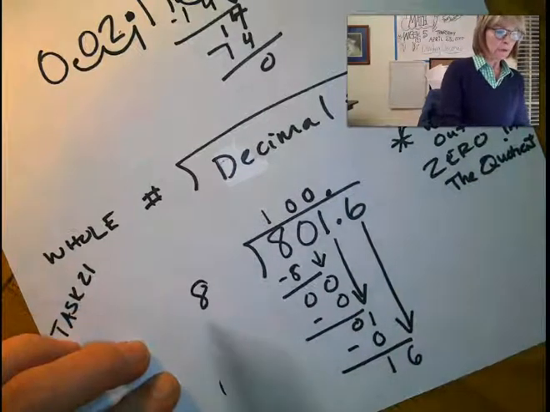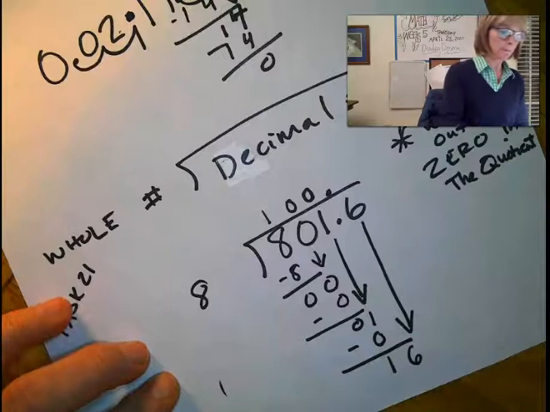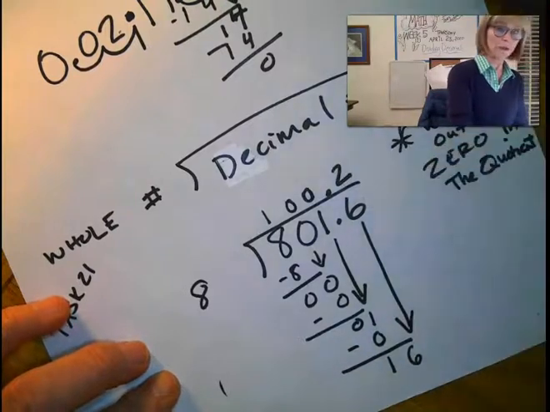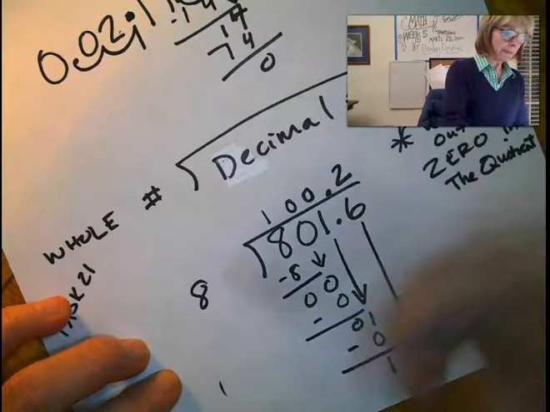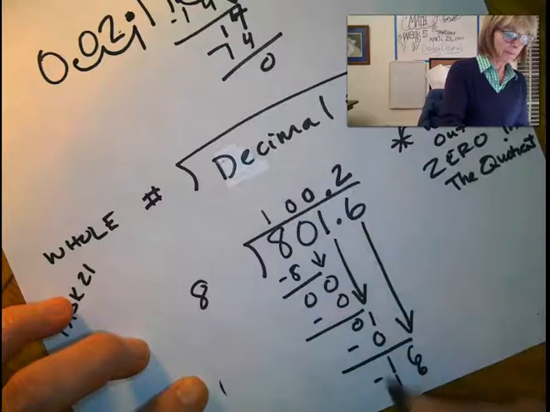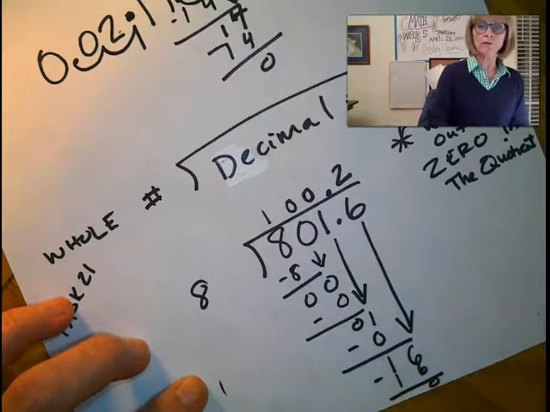And I'm going to say 8 goes into 16 2 times. I'm going to put a 2 in the quotient. 2 times 8 is 16. So I have 0 left over.